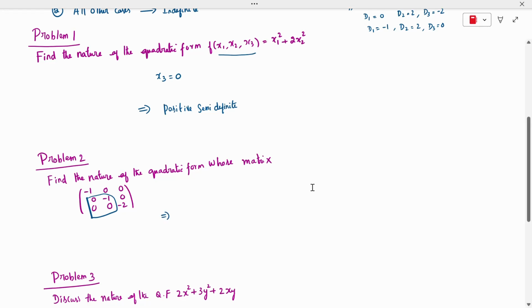So the eigenvalues are minus 1, minus 1, minus 2. So we are getting 3 eigenvalues, and all the 3 are negative. All the 3 are negative means what? Negative definite.